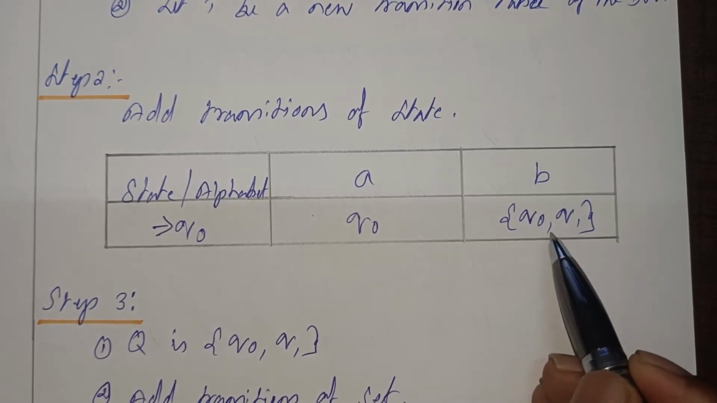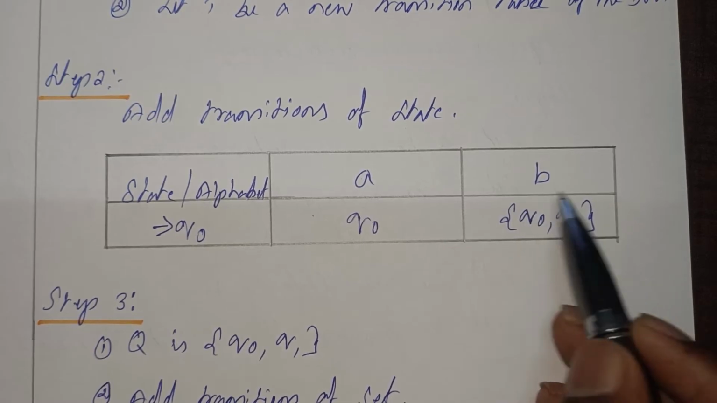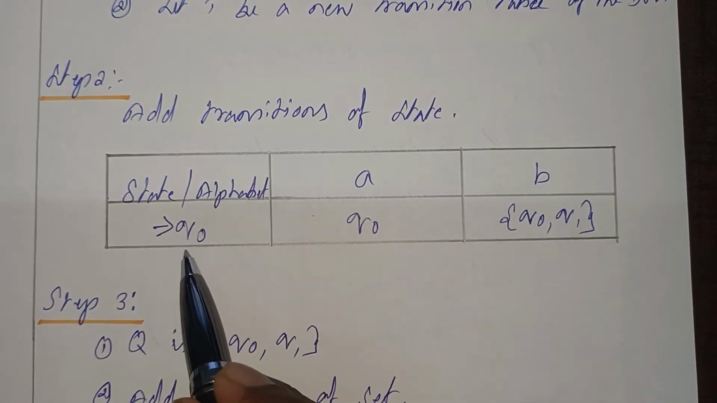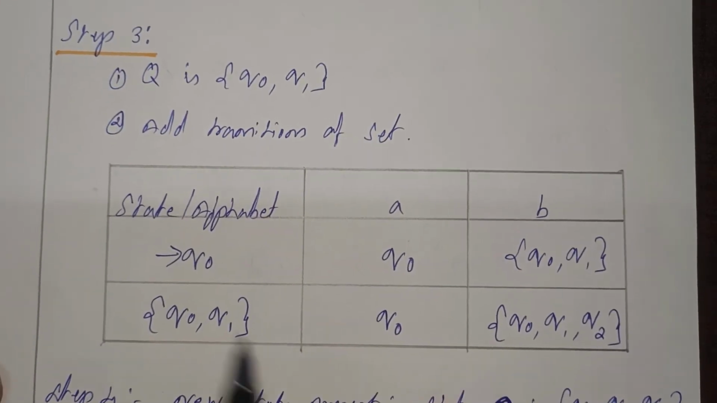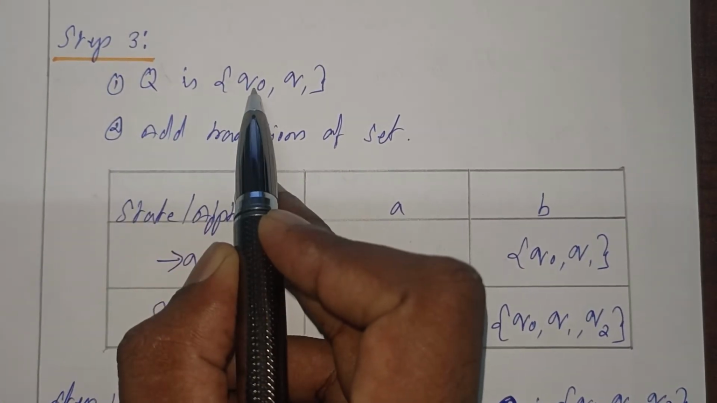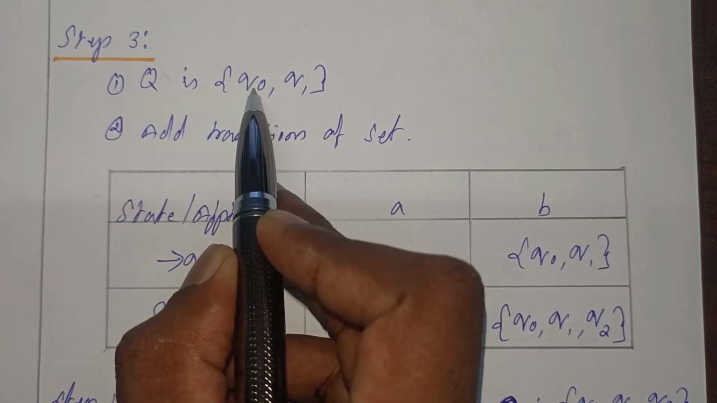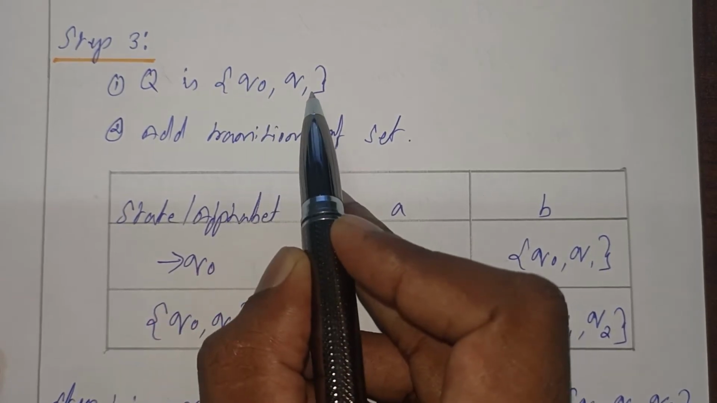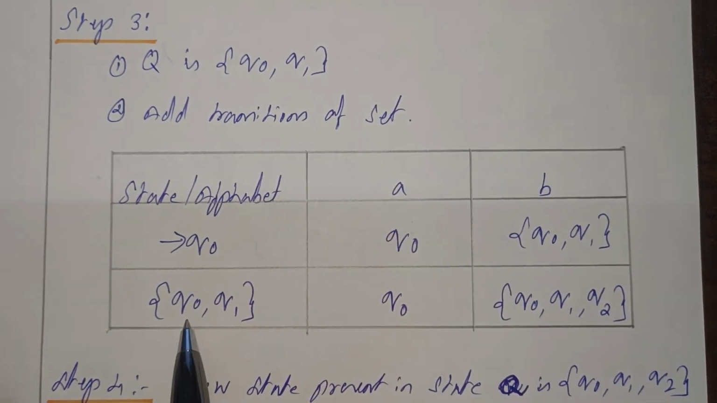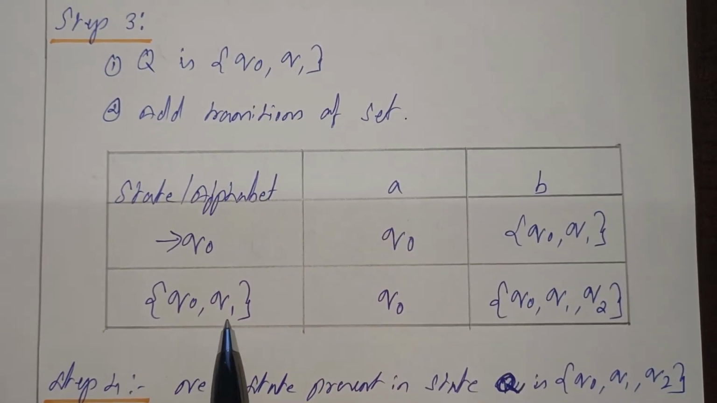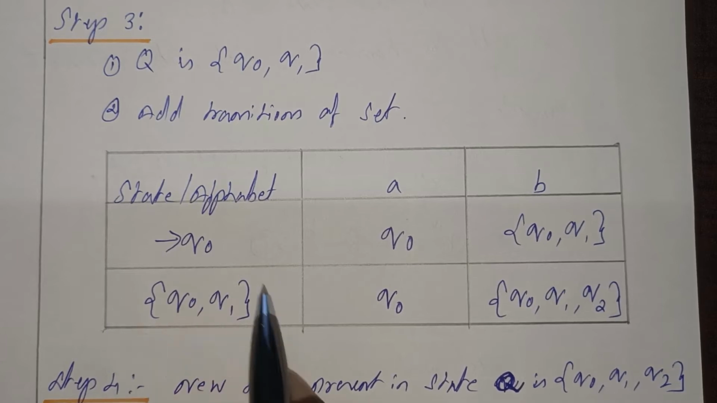Now this is a new particular state. Let me show you how it happens. See here, Q is called a new state, a set of states, not a state, it is a set of states, that is Q0 comma Q1. So add a transition for this set. So I have added it. You can see here Q0 comma Q1 is a new set of states.